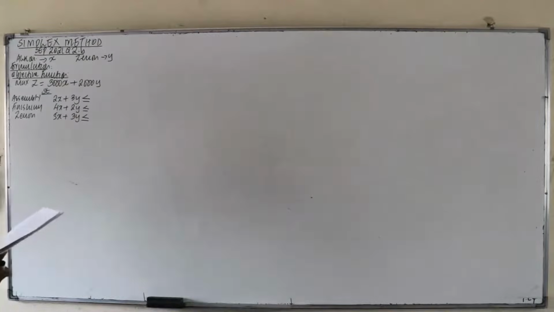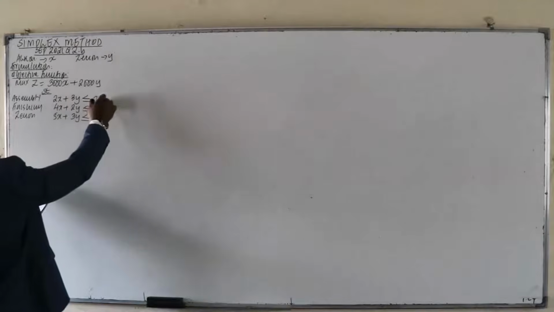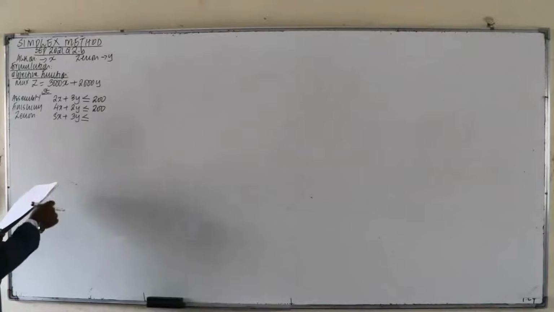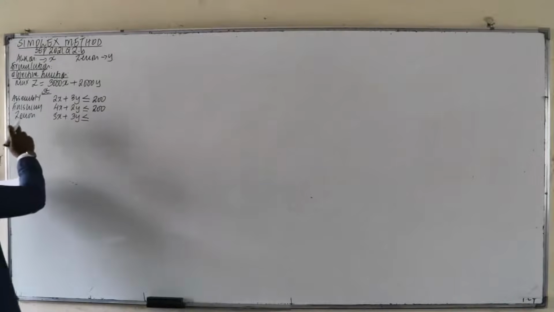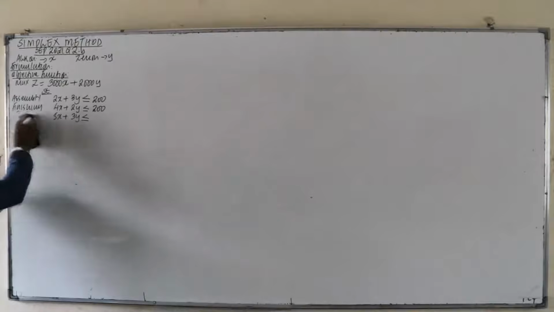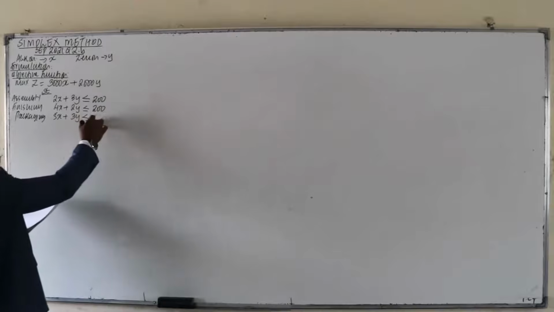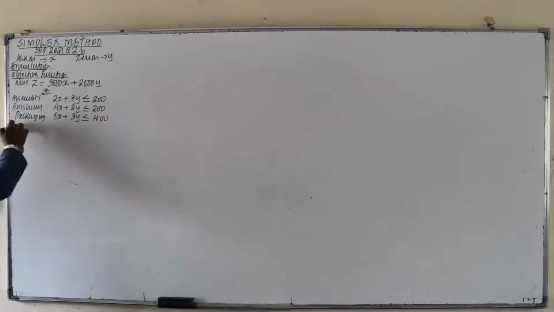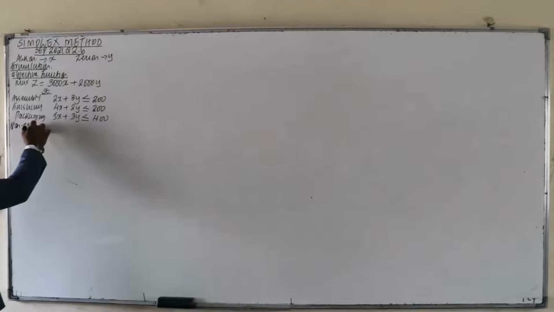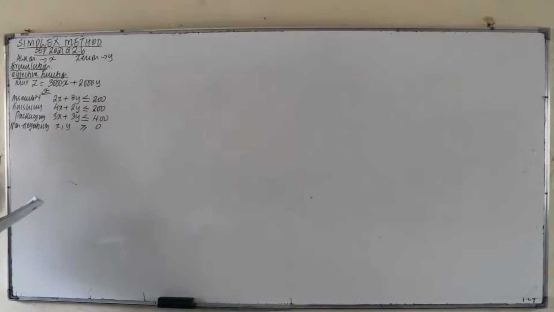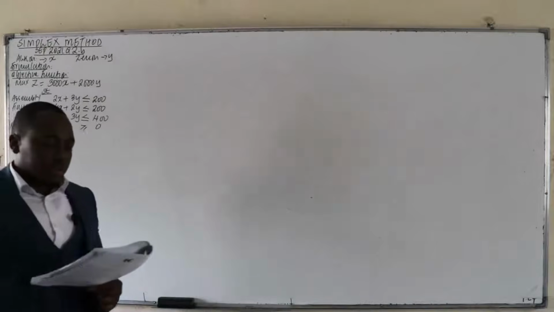Now, in the first paragraph, the second sentence says there is a maximum of 200 hours in each of the assembly and finishing departments. So for assembly and finishing, we have a maximum of 200 hours. In addition, a maximum of 400 hours of packaging are available for packing. So for packaging, we have a maximum of 400. Then you have the non-negativity condition that X, Y should always be greater or equal to 0. So that's how you formulate.